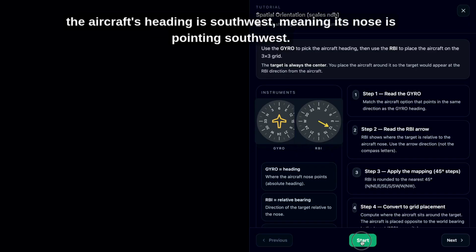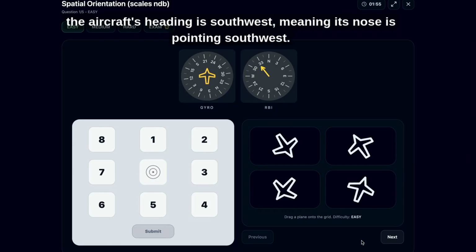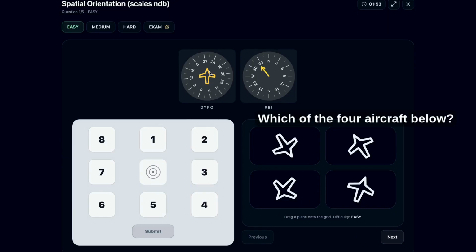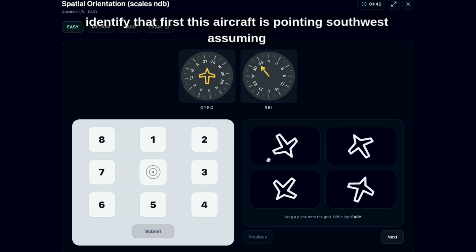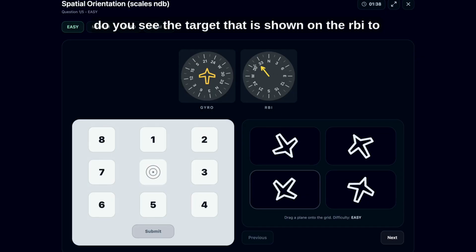In the first question, the aircraft's heading is southwest, meaning its nose is pointing southwest. Which of the four aircraft below is pointing southwest? Let's identify that first. This aircraft is pointing southwest. Assuming you are the pilot of the southwest-facing aircraft, where do you see the target? That is shown on the RBI.